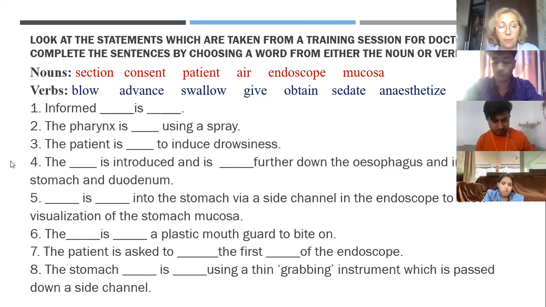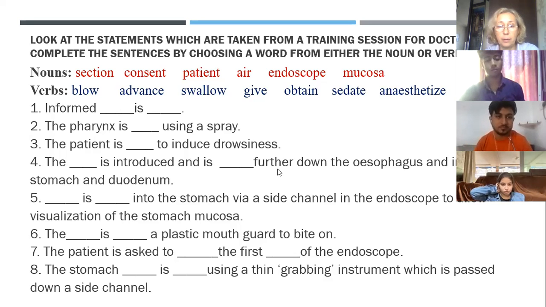The next is for Aman. Yes, ma'am. Number 4. The endoscope is introduced and is swallowed further down the esophagus and into the stomach and duodenum. So the main point is endoscope and swallowed. Swallowed should be used in another sentence. So apart from that, advanced is also used, because it is in third form, so we can't use swallowed here. Okay. So the next is for Apeksha.